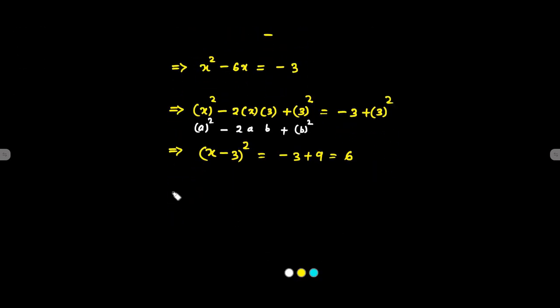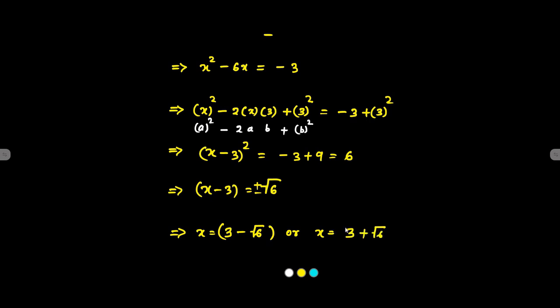That implies x minus 3 is equal to root over of 6. Okay, so it will be equal to plus minus root over of 6. Plus root 6 whole square is also 6, minus root 6 whole square is also equal to 6. That implies x is equal to either 3 minus root 6 or x is equal to 3 plus root 6.